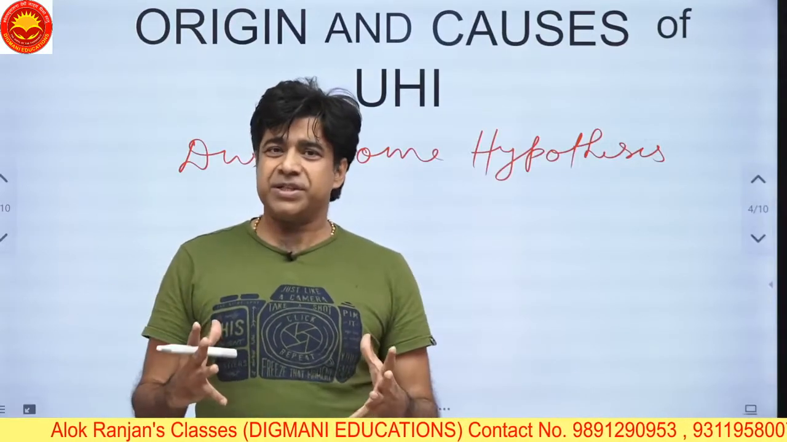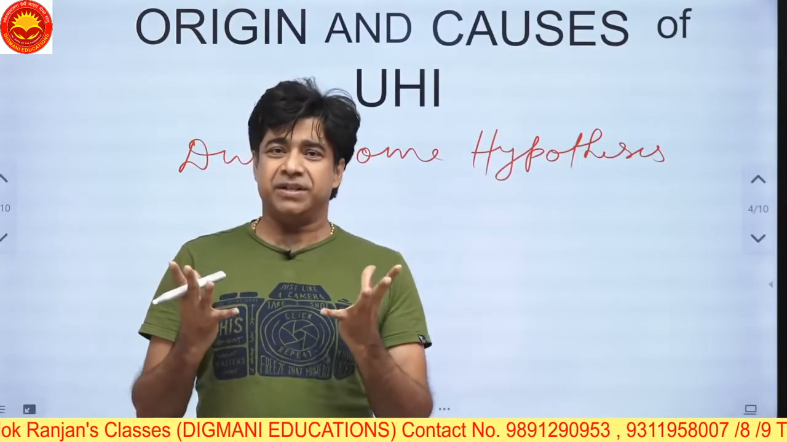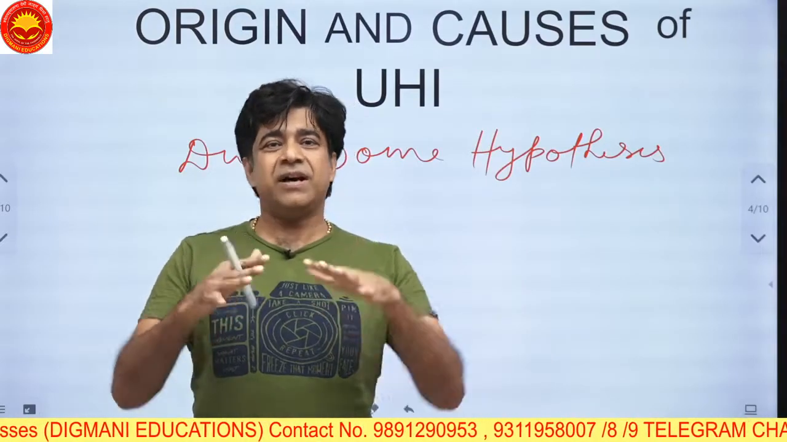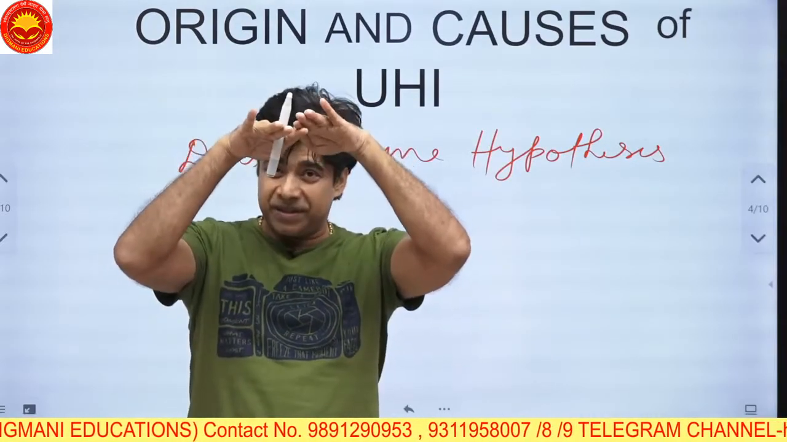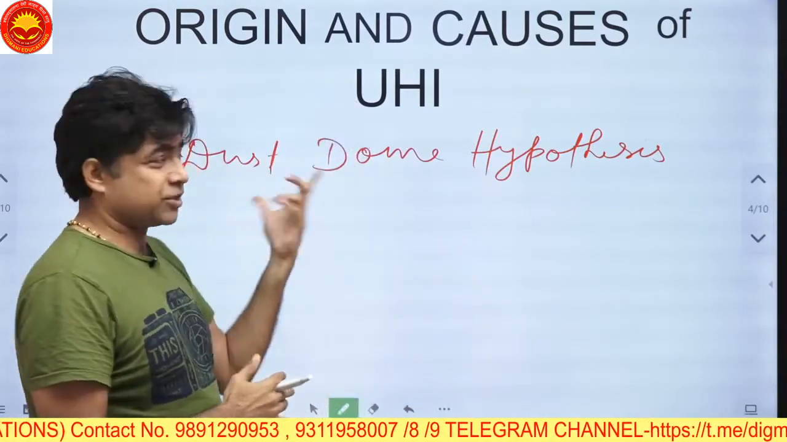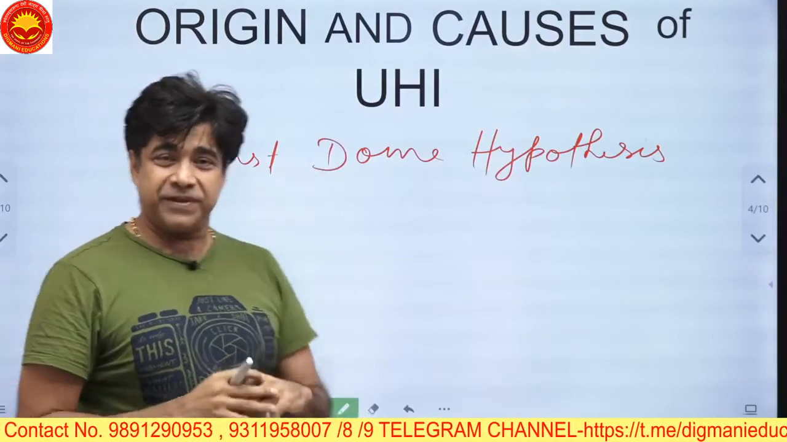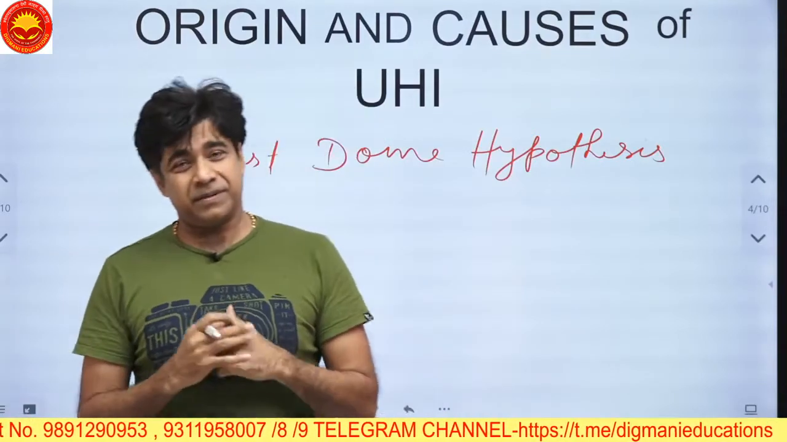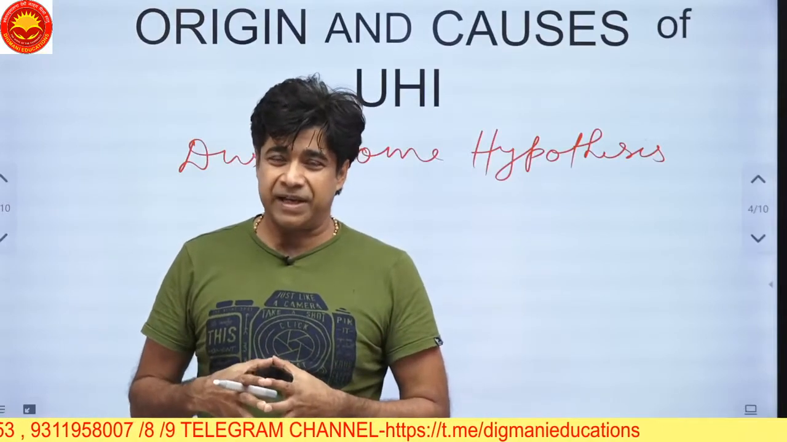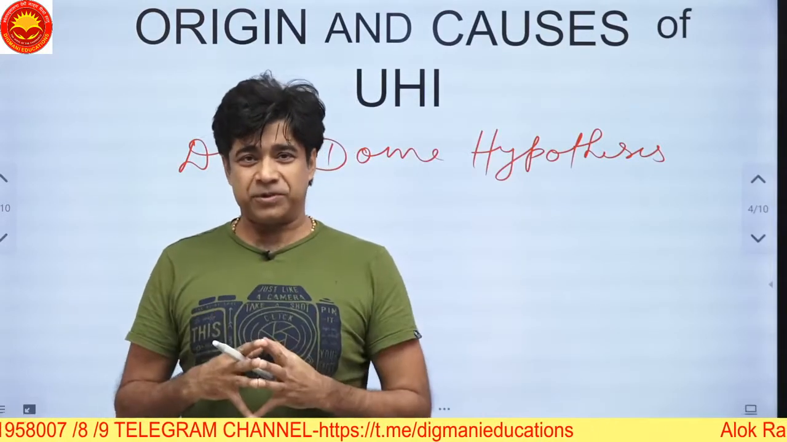So all these urban structures begin to emanate heat, and this heat flows up like convection, and it is stopped by the urban dome, or the smoke dome, or the aerosol dome, or the dust dome. So the first theory, which is considered responsible for the formation of urban heat island, is the dust dome hypothesis.